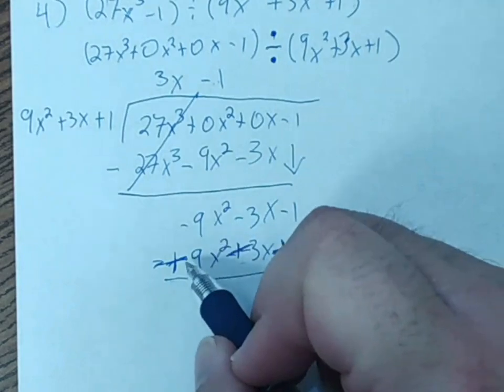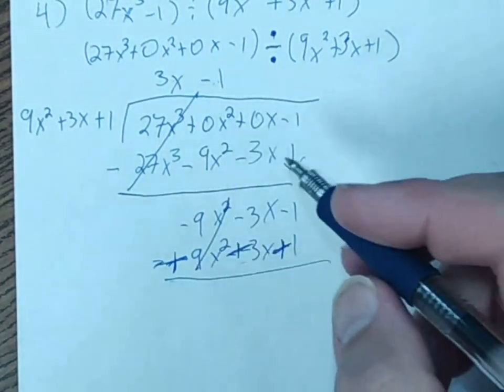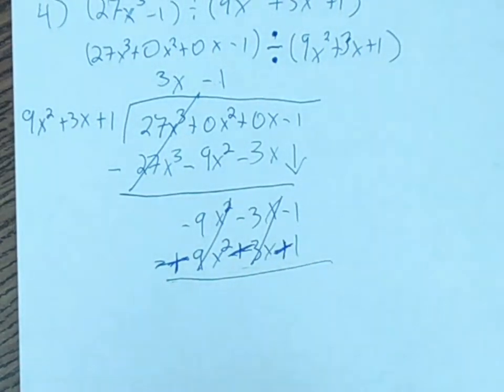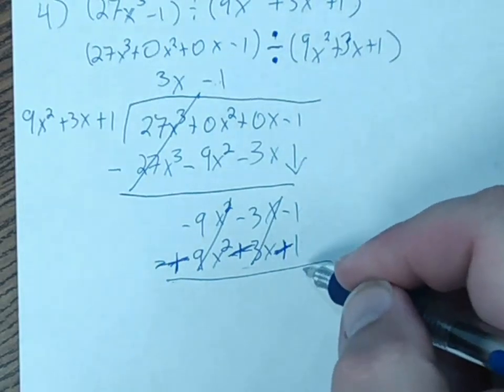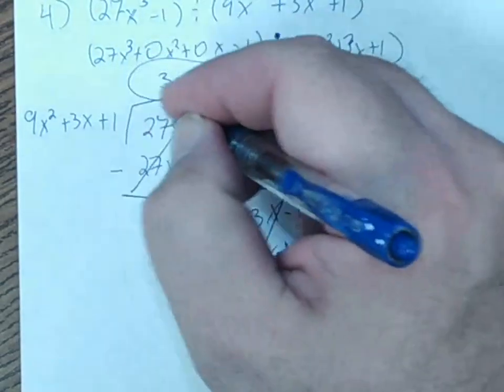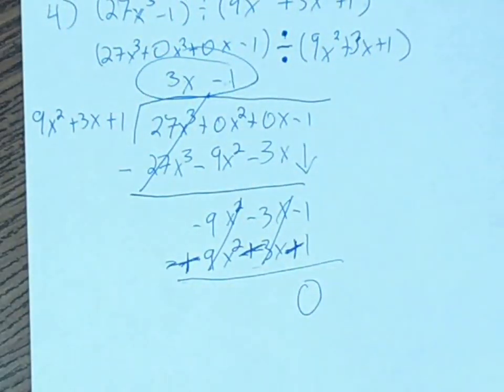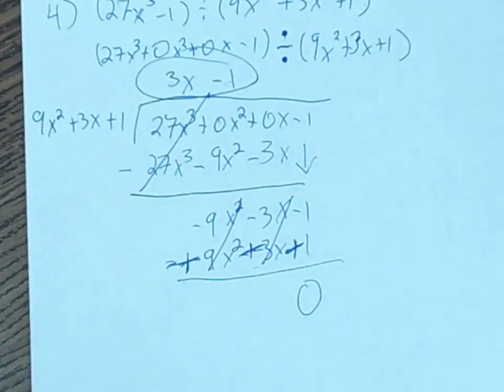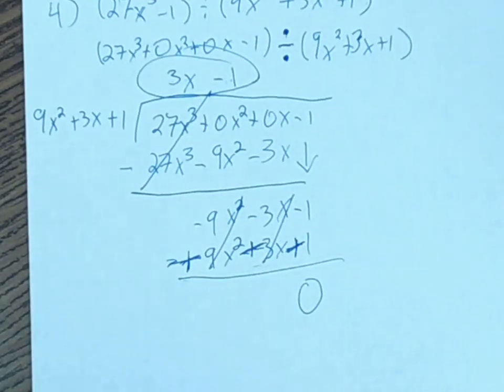So negative 9x squared plus 9x squared is 0. Negative 3x plus 3x is also 0. And negative 1 plus 1 is 0 too. So there is no remainder. Life is good. By the way, when you have something work out like this where there's no remainder, we call that a factor. Thanks for watching, and I'll see you in class.